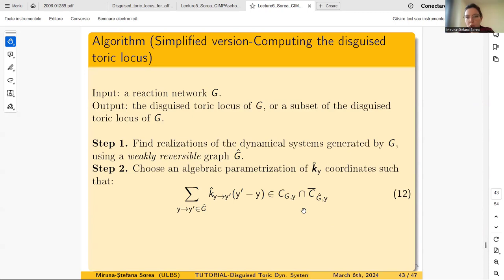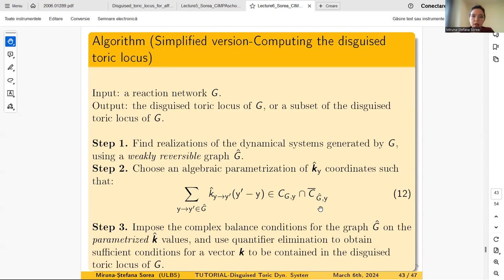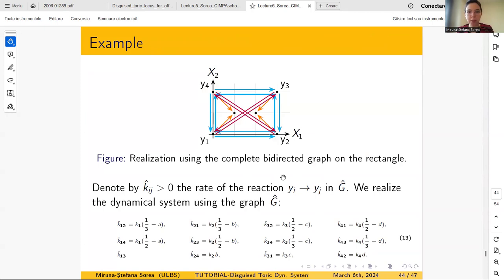And finally, with these new k hats, impose the complex balance condition, so the toric locus of this G hat. Pull back then to the initial case using the parametrization of k hat, use quantifier elimination for instance, and eliminate the parameters that you introduced, the real parameters appearing in k hats, so that you get to your vector k in the disguised toric locus of G. And you can check in the paper, we have an explicit application of the algorithm for this 3x2 rectangle network.